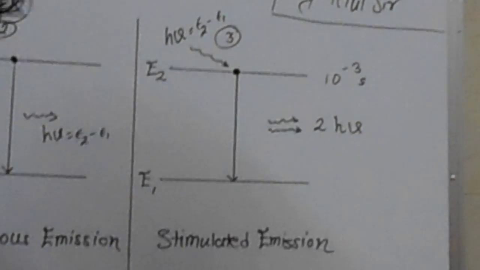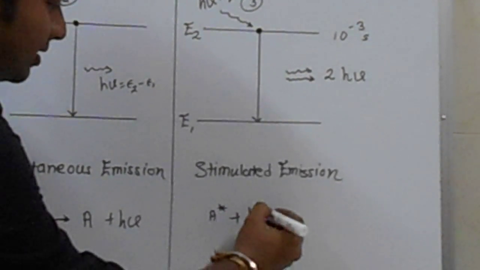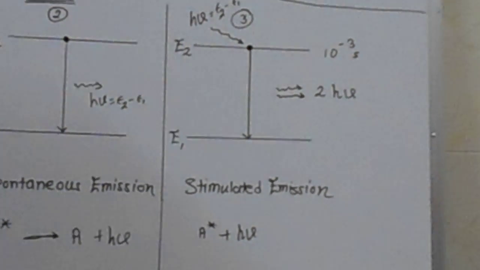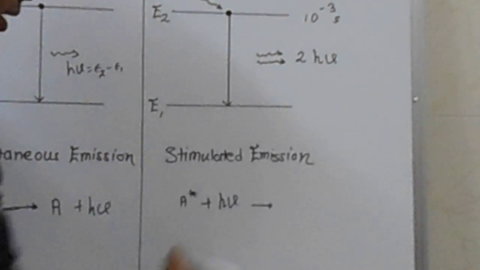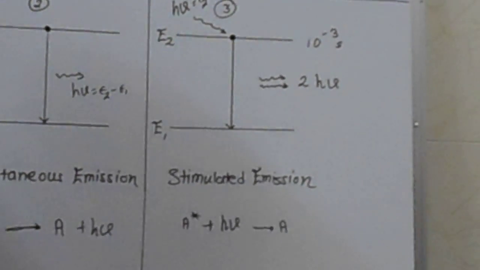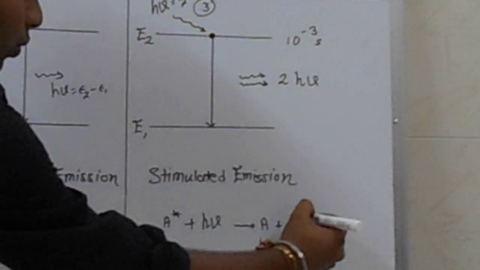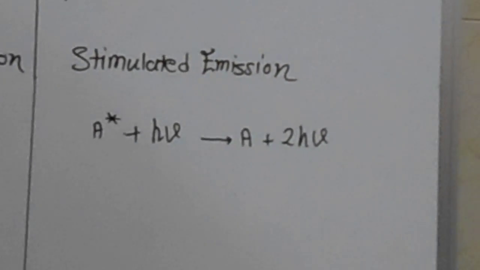If you want to design an equation, the initial position of an electron is the excited position. You are sending one photon inside the system of value h nu. This is acting like the triggering photon. As a result, the electron will come back to the de-excited level A, and in this process 2 photons of energy value h nu are released. Such a process is known as stimulated emission.